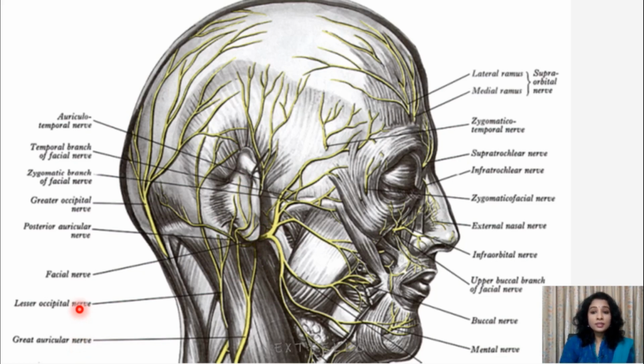Then the lesser occipital nerve, which also has the root value C2, from the cervical plexus, and then the greater occipital nerve, which is the thickest cutaneous nerve in the body and supplies most of the scalp from the posterior aspect. The greater occipital nerve also has the root value C2, and the third occipital nerve has the root value C3. So these are the branches of the cervical plexus which supply the posterior part of the scalp.